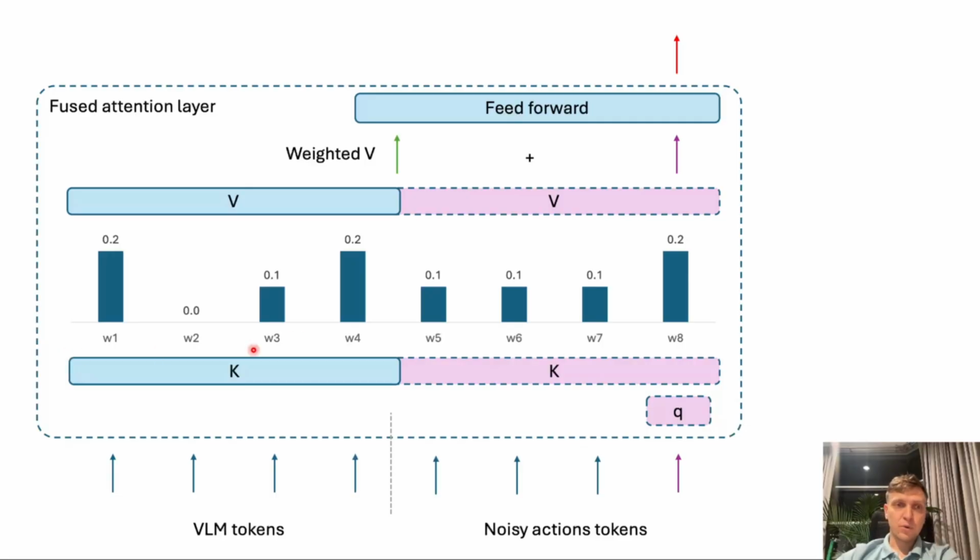But then you compute the actual attention weights for all of these vectors together. You kind of concatenate them and compute the weights together. And the same for the values. You compute them using separate matrices for VLM and for noisy actions, but then you combine them together using these predicted weights. And then you use only one vector from both VLM tokens and noisy action tokens, and do the same stuff as you do in all other types of attention layers.